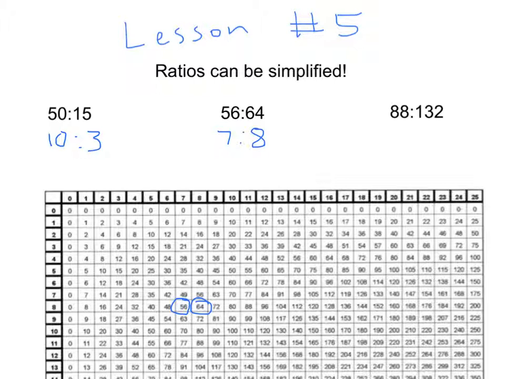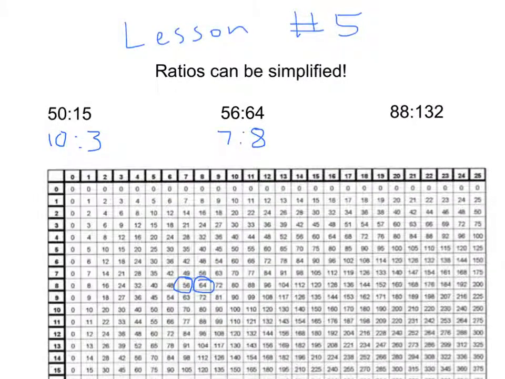So now let's try the last one here. So 88 and 132. So again, I do the same thing. I'm looking for 88 and 132. So I can see in the multiples of 8 that there is an 88 here, but if I keep going down, I don't find 132. So 8 for these two numbers isn't the common factor. I need to keep looking.